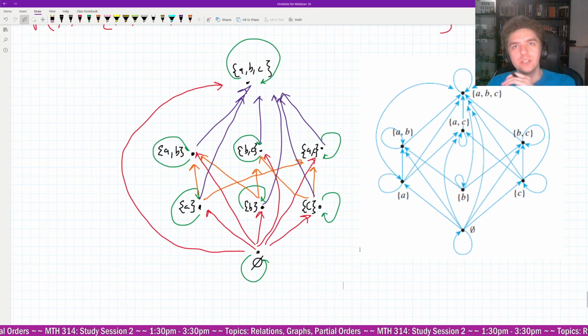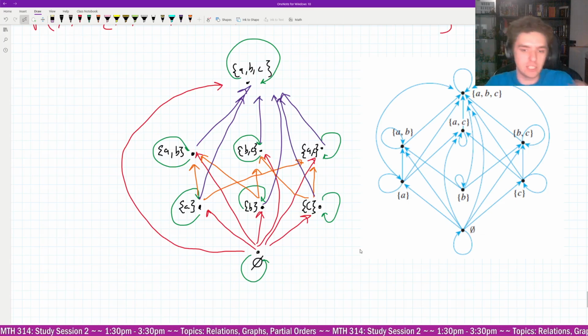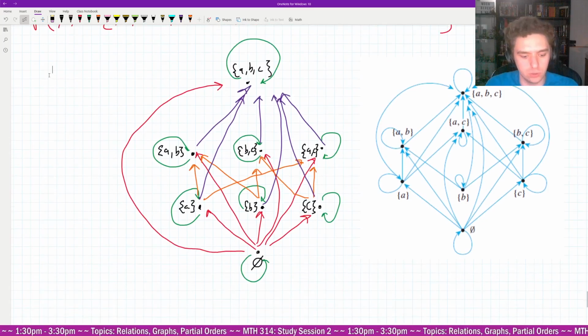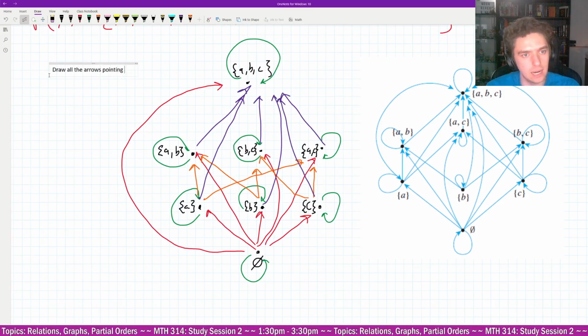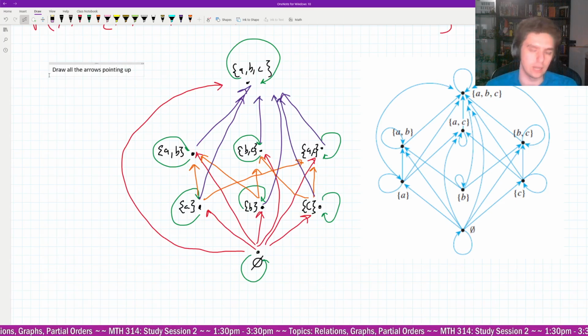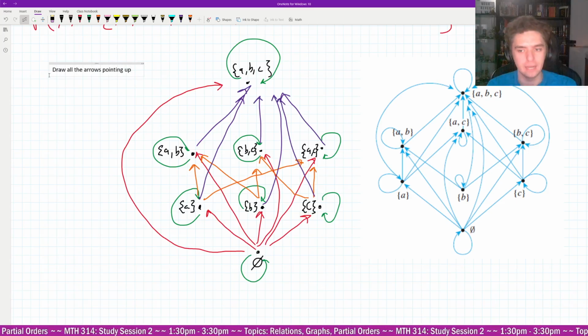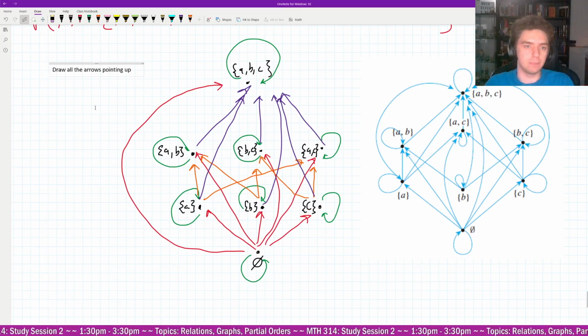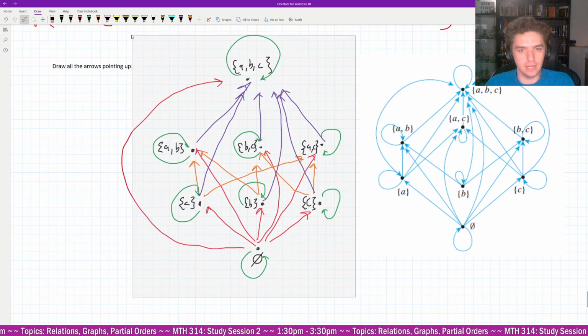But the way you turn this into a Hasse diagram, okay, first of all, actually, I even did something here without even mentioning it. I draw all the arrows pointing up. That's important, right? Inclusion to itself doesn't matter. But all the arrows of inclusion like that, you want them all pointing up if you're going to turn this into a Hasse diagram.